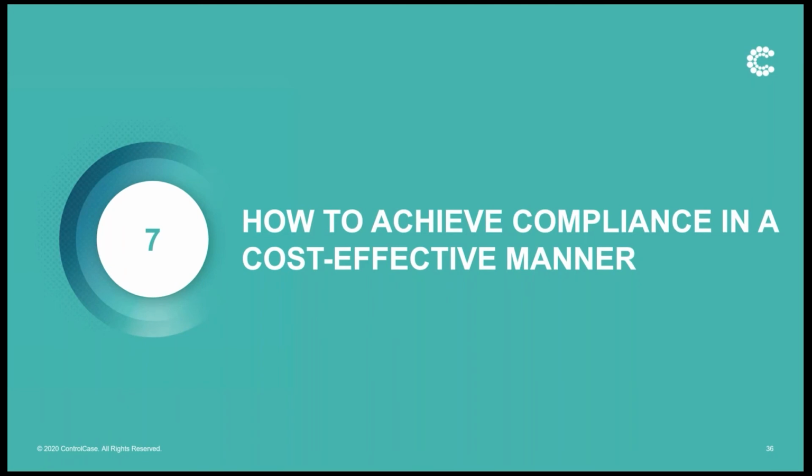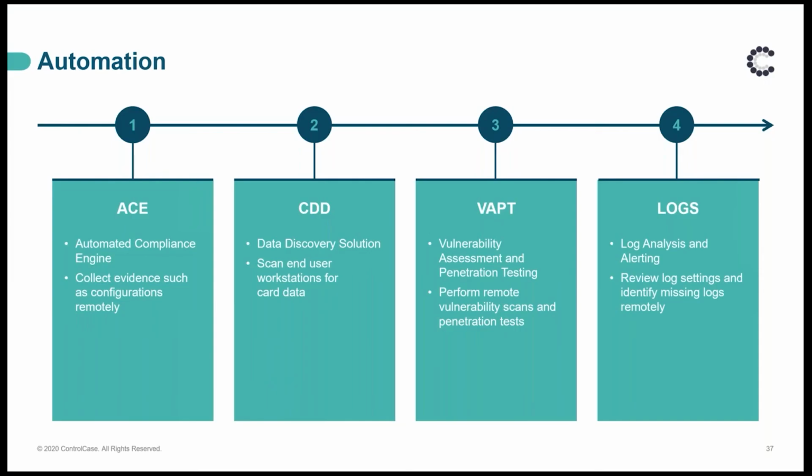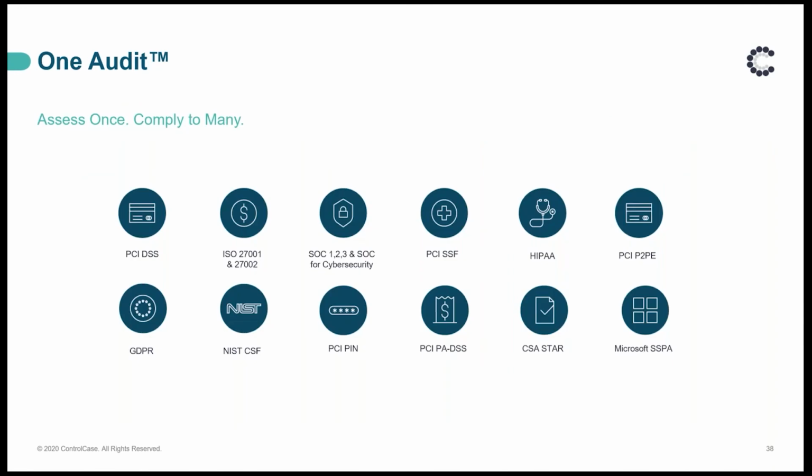How to achieve compliance in a cost-effective manner? So there are multiple methods we at ControlCase have seen where complying with PCI DSS in a cost-effective manner plays a part in. The first one is automation. Automation in collection of evidence. Automation in data discovery. Automation in scanning, testing, penetration testing. These areas help in ensuring that things are more cost-effective and actually more accurate because they are automated.